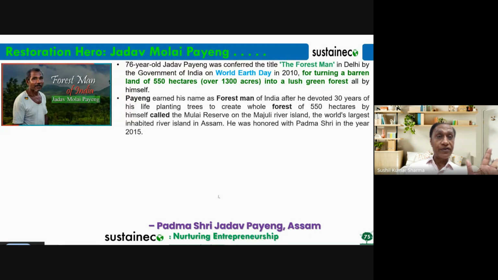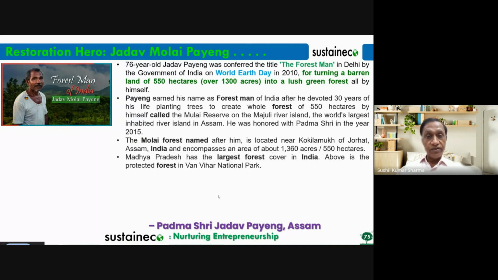So see the efforts of a single man. Payeng earned his name as Forest Man of India after he devoted 30 years of his life to planting trees to create a whole forest of 550 hectares, which is called the Molai Reserve on Majuli, the world's largest inhabited river island in Assam. He was honored with the Padma Shri Award in the year 2015. So his contributions are great.